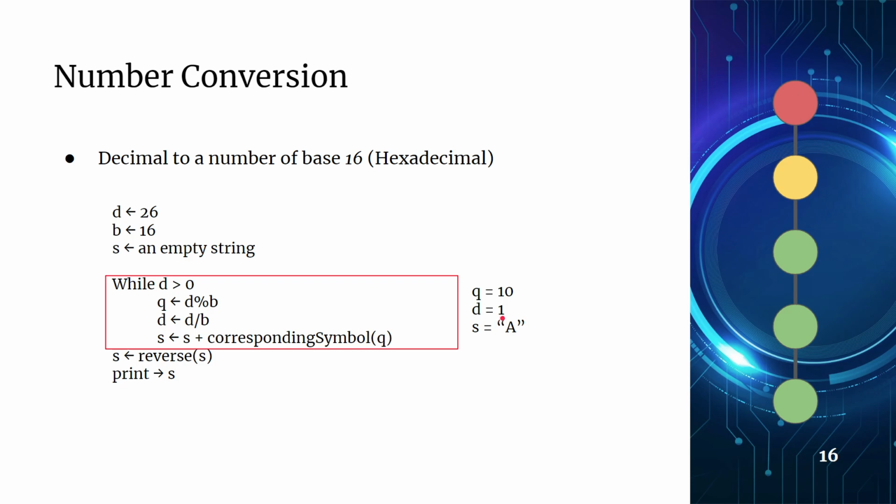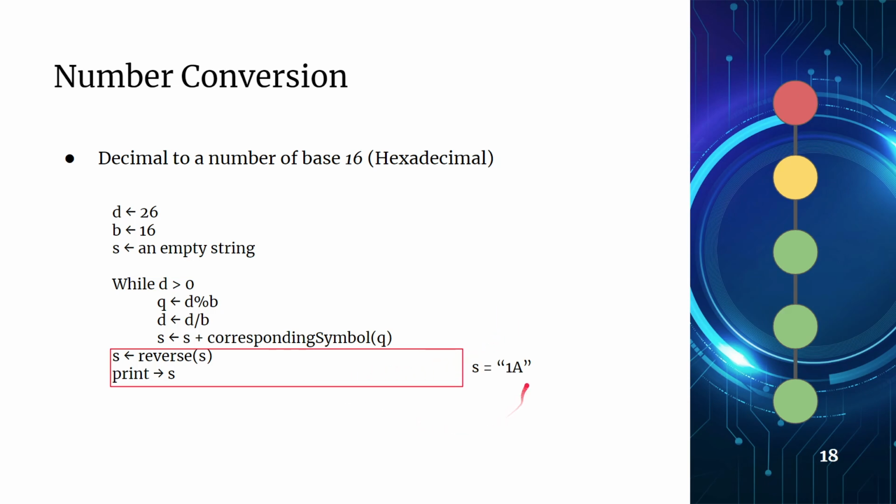And right now we can see that d is still 1, so the loop once again will run, and we will get the new values, which will essentially mean that s will become a1. And when we reverse it, we will get 1a. If you check, you will find that the hexadecimal representation of 26 is actually none other than 1a. Now you can pause the video, take your time, and understand, but through this example I have explained that given any base, not only base 16 but base 2 as well, you can find the corresponding representation of a decimal number.